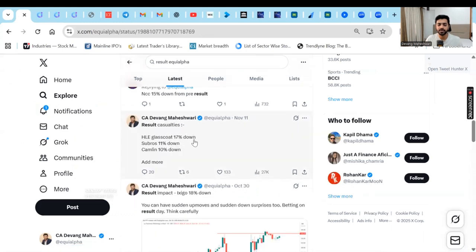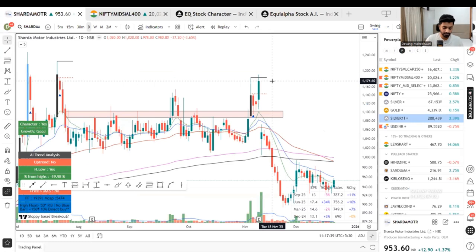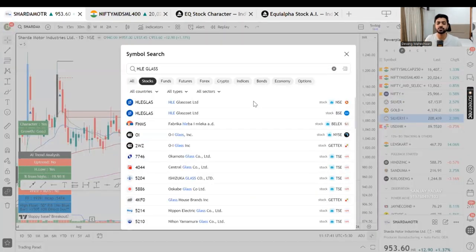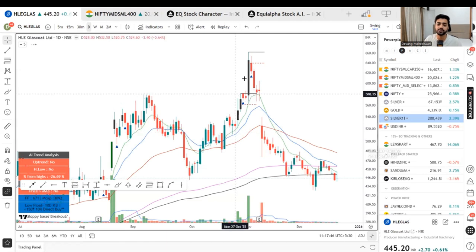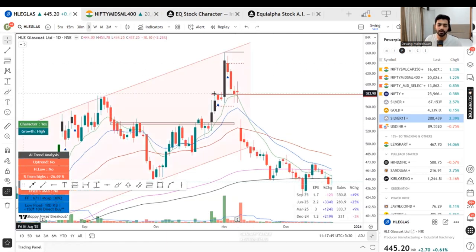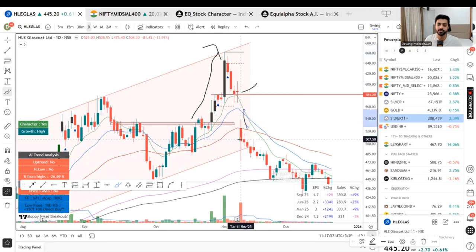Then this is 11 November, HLE Glascoat 17%, Subros 11% down, Camlin 10% down. Let's see these charts. HLE Glascoat. So someone was saying if the price is weak before the result, then it will be a bad result. If the price is strong before the result, it will be a good result. But look how this was, price very strong before the result and simply on result it dropped. This is 13% overall down. If you see the gap down, this is a 10% gap down on result day.